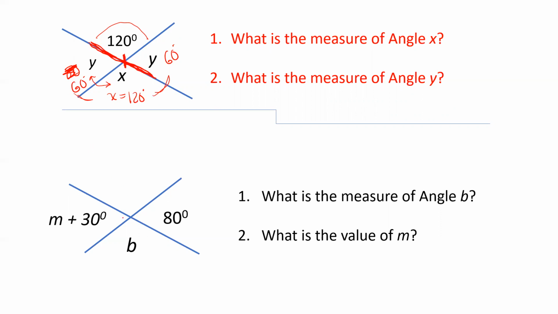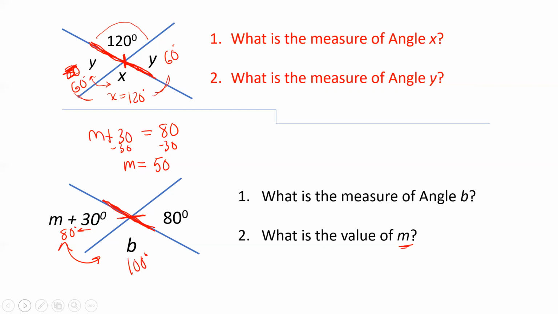All right, what about down here? We have vertical angles, which means they're equal. So we're going to literally write that m plus 30 is equal to 80. We're trying to find the measure of m. Well, if I subtract 30 from both sides of the equal sign, it tells me that letter M has a value of 50. 50 degrees plus 30 degrees is 80 degrees. And then we have these two supplementary angles, right? Which means that if this equals 80, letter B must be 100 degrees. Hope you guys are understanding.